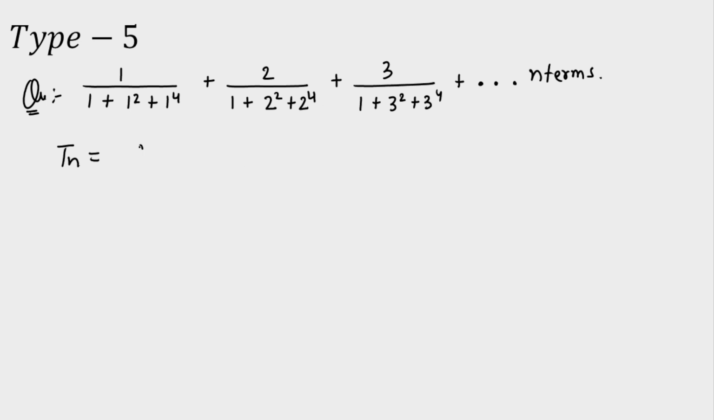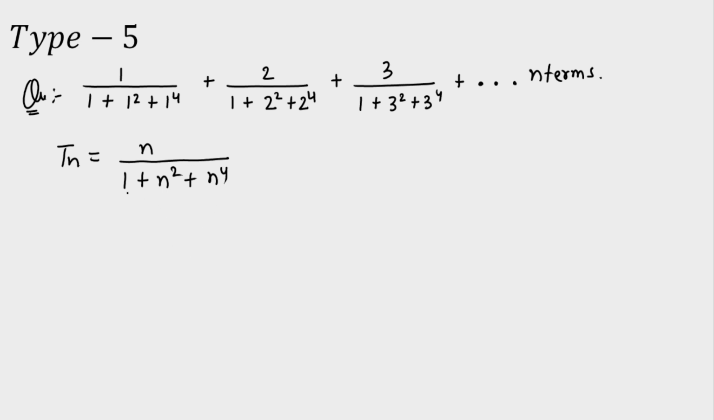So numerator is n, for the nth term it will be n, and denominator easily we can generalize. As you can see, the first term is 1 here plus, for the second term it's coming as 2 square and then 2 raised to power 4. For the third term it's coming as 3 square and 3 raised to power 4. So for the nth term it will be n square plus n raised to power 4 here.